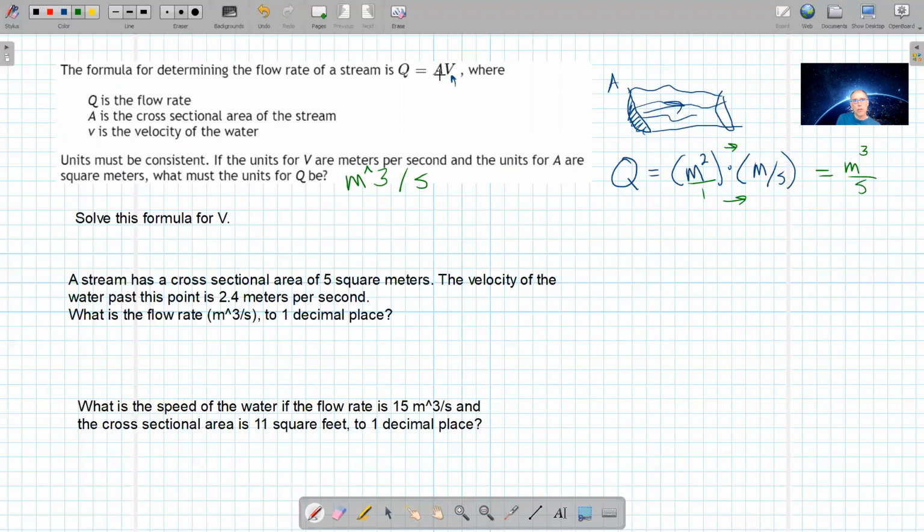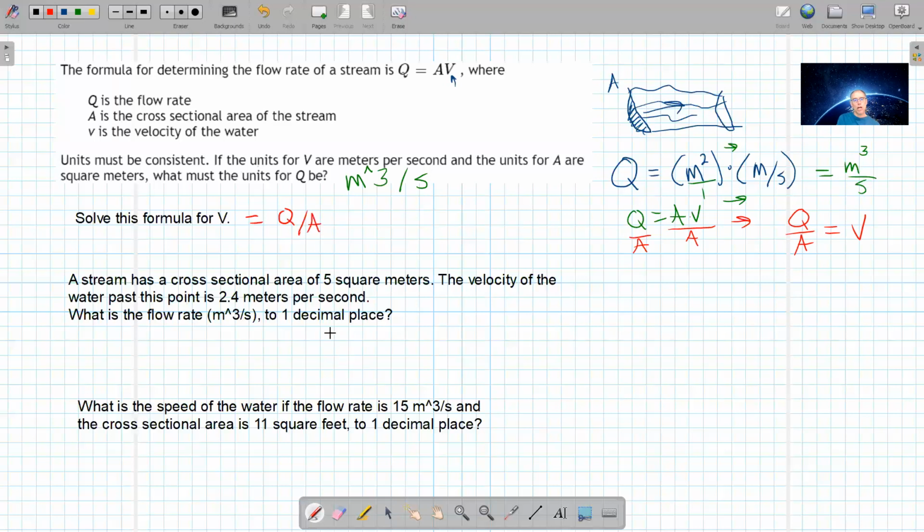All right, if we solve this for V, we would have to divide the A to the other side. So my original formula says Q equals AV. I want to get the V by itself, so I have to break this multiplication by dividing A over to the other side. A divided by A is 1, so that leaves Q over A on the left, and now I have solved for V. So V here is Q over A.